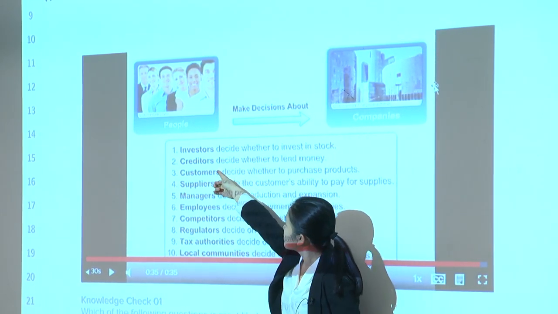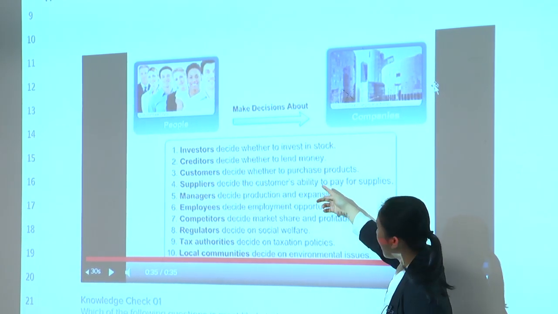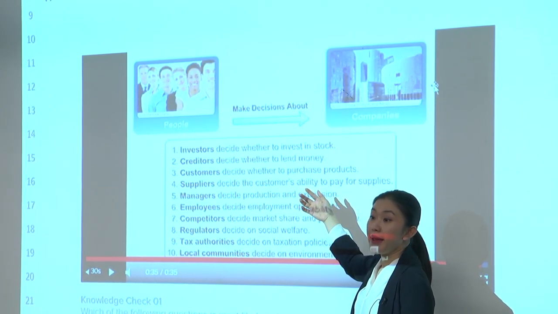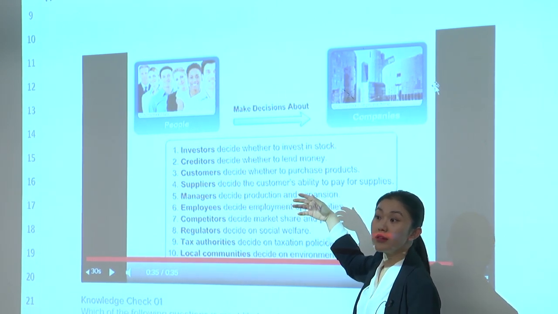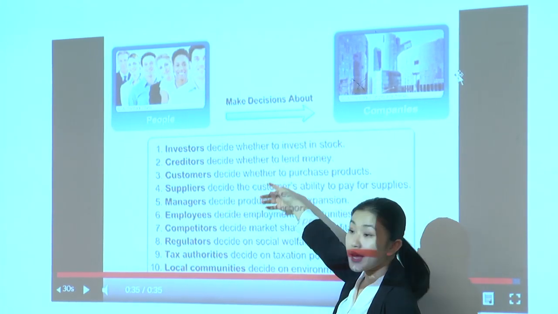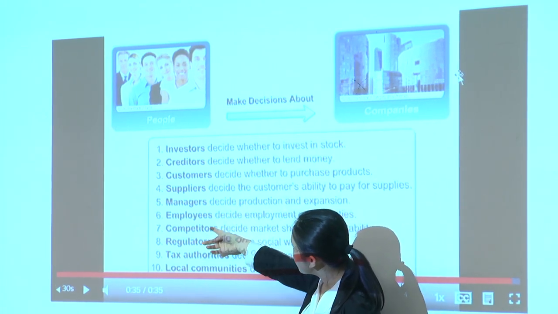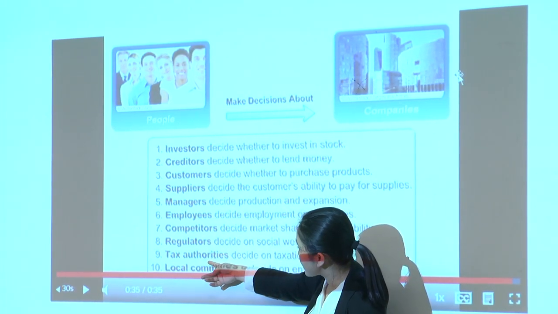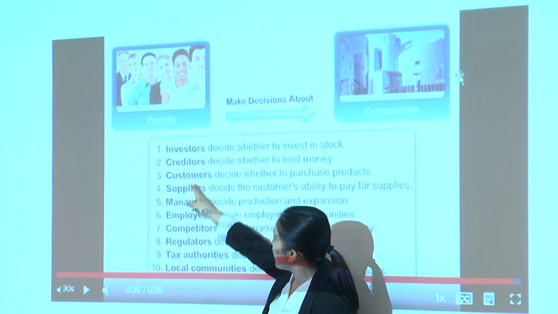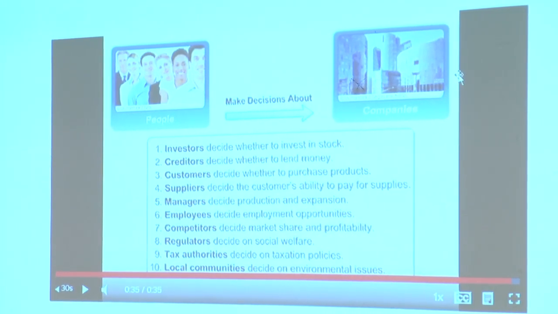The second one is creditors. So we have investors who are going to buy our shares. Creditor is for the debt, right? They only consider whether you can pay them back the required amount, the principal plus interest. And the more you make goes to the investors. And we have customers who are going to purchase our products. Suppliers, managers, employees, competitors, regulators, tax authorities, and local communities. These are the people. But then we ask the main 5, which you should have known by now.